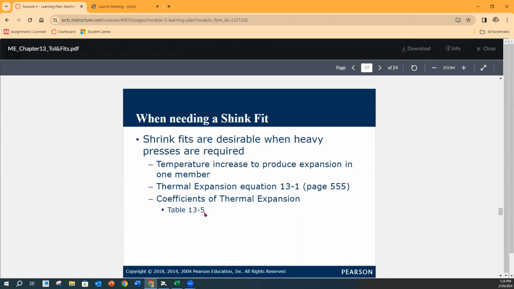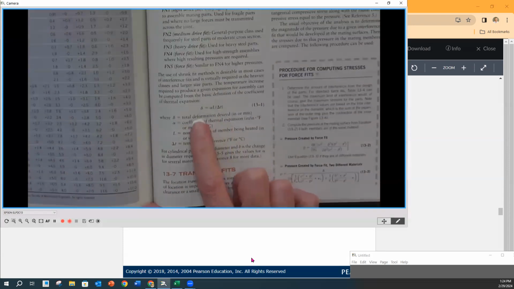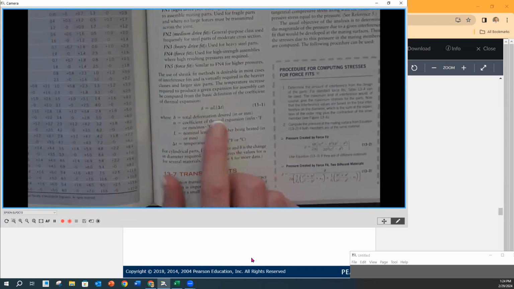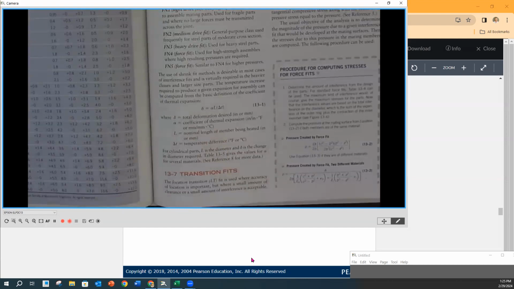Now, if you want to know how much you need to heat up and cool down items, there is an equation here for you to use. On page 555, equation 13.1. This equation looks at the total deformation that's desired, in inches or millimeters, depending on the units you're working in. Alpha is going to be the coefficient of thermal expansion. So the coefficient of thermal expansion lets us know how far something's going to move for every degree of either Fahrenheit or Celsius.